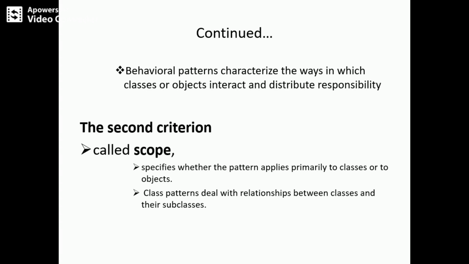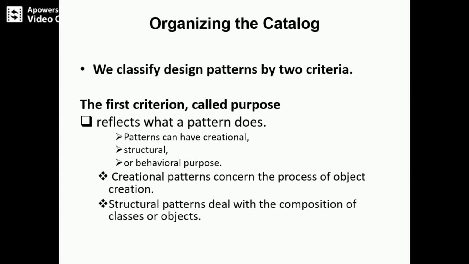The second criterion is called scope. In the scope basis, we classify whether the pattern applies primarily to classes or to objects. Class patterns deal with relationships between classes and their subclasses. In this case also we can classify the particular design pattern. So usually we classify the entire set of design patterns based upon the creational, structural, and behavioral purpose.